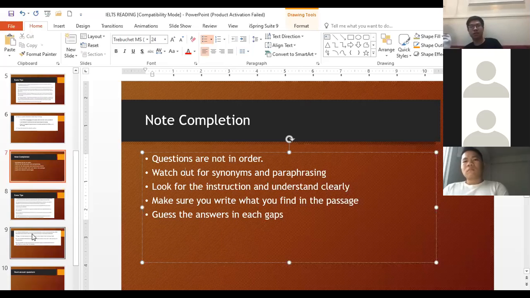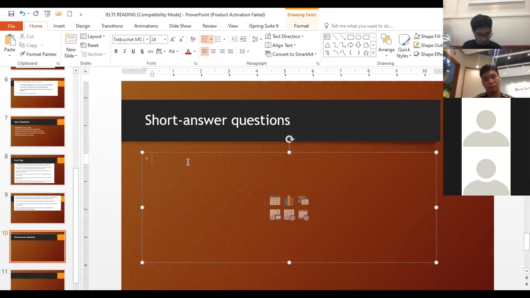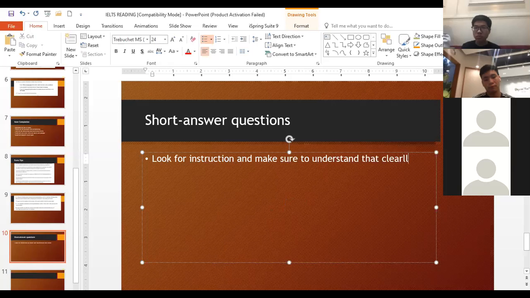So the last one is also similar to form completion. We call them short answer questions. Have you experienced doing this kind of question before? Unlike in our normal comprehension reading, this one is short answer questions. They will give you the word limit. So again, you need to look for the instruction and make sure you understand clearly how many words you can answer each question.